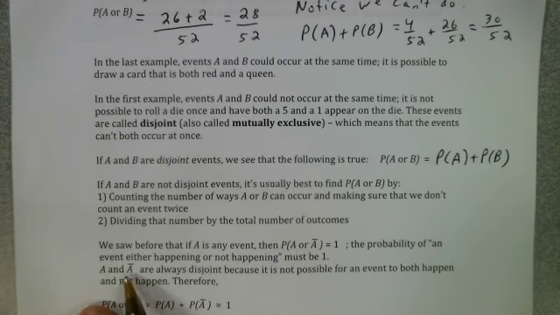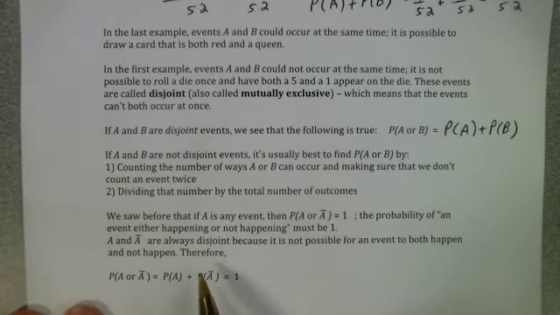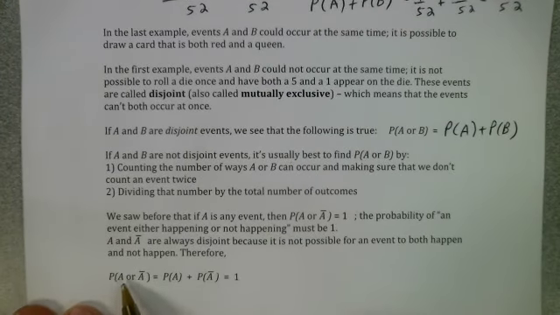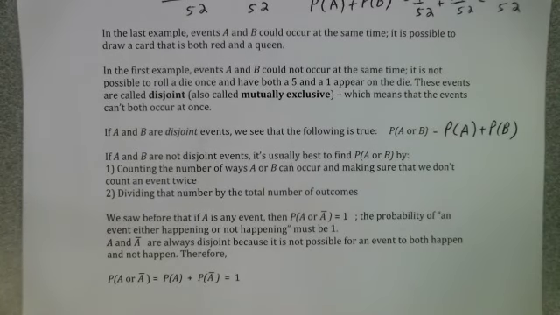So A and A complement, or in other words, A and not A, are always disjoint because it's not possible for an event to both happen and not happen. Therefore, the probability of A happening or not A happening is always going to be equal to the probability of A plus the probability of not A, because they're disjoint. And that's always going to add up to 1. So we saw that in the last set of notes. The probability of something happening plus the probability of something not happening has to add up to 1 because you've considered every possible scenario.